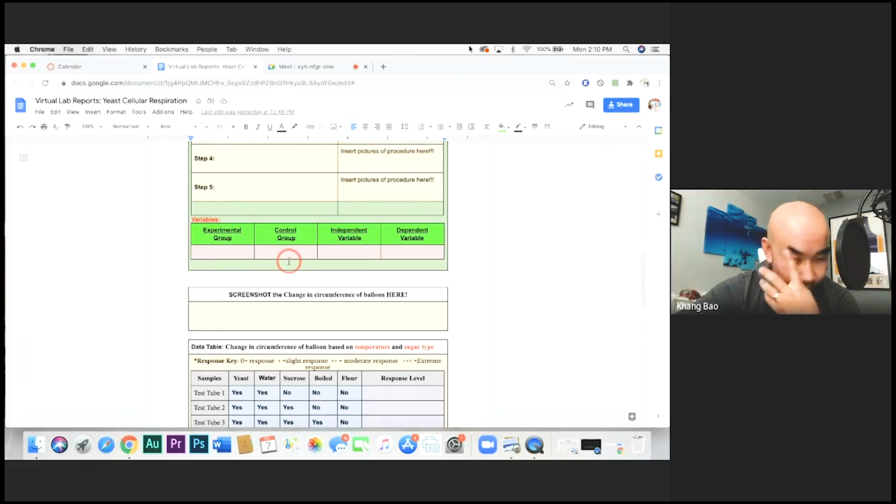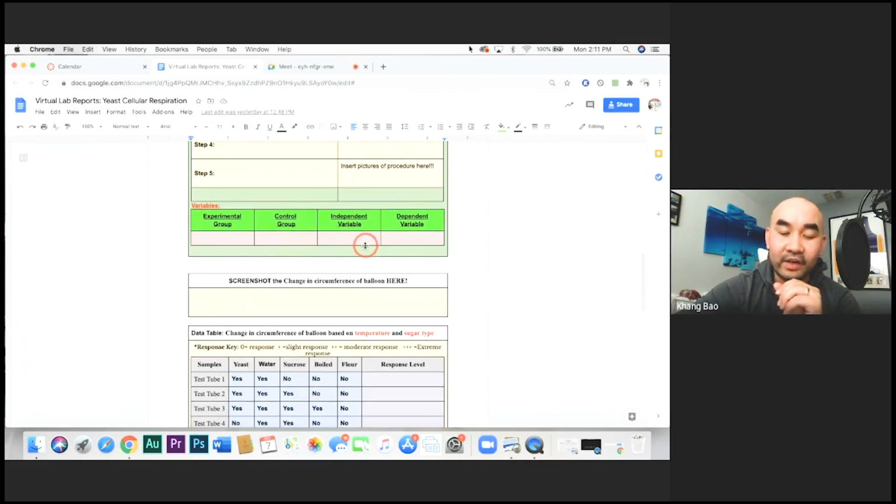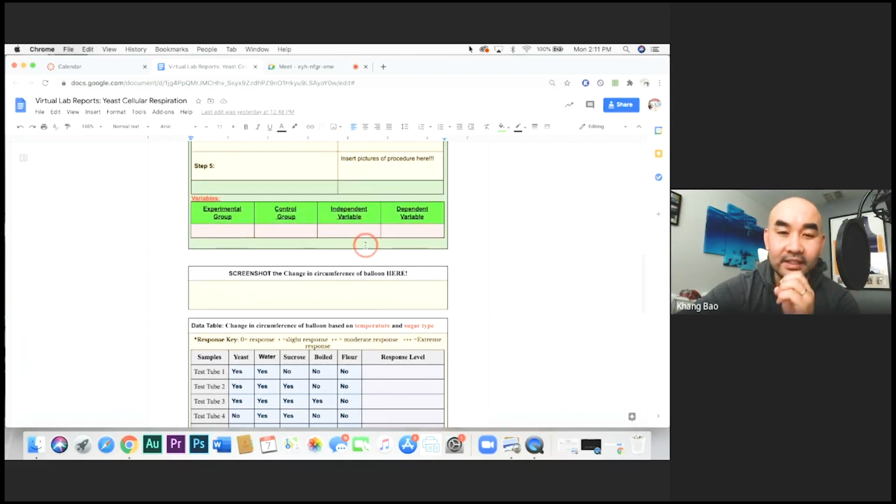Okay. Which one is the control group? Which one is the group that seems normal, this is how the yeast works normally. Which one is the independent variable, by the way? And again, AKA the change. What change does he make in this experiment? And the dependent variable is how does he collect his data?